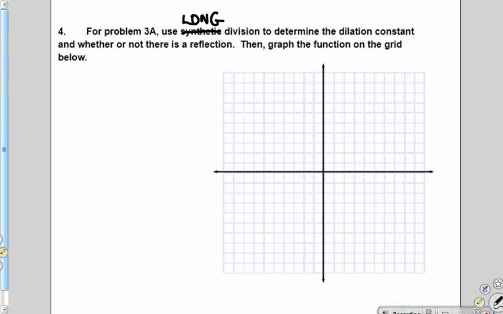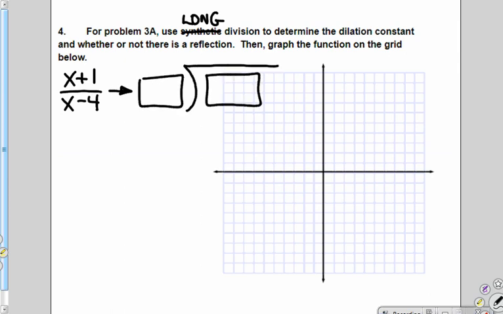(x + 1) over (x - 4). If you're going to do this with long division, what goes here versus here? What goes in the inside box? The numerator. Outside box, denominator. If you don't set that up right, there's no way you'll get it right. Okay? So the bottom goes outside, the top goes inside.